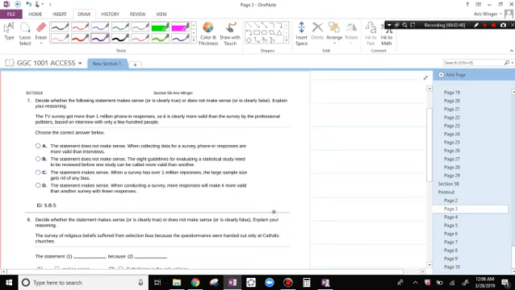Decide whether the following statement makes sense or is clearly true or does not make sense. The TV survey got more than 1 million in-phone responses, so it is clearly more valid than a survey by the professional pollsters based on interviews with only a few hundred people. So the sheer number is not enough. You have to do a bunch of other things to make sure that you've collected these people in a reasonable, unbiased way. The statement does not make sense. The 8 guidelines for evaluating a statistical study need to be reviewed before one study can be called more valid than another.